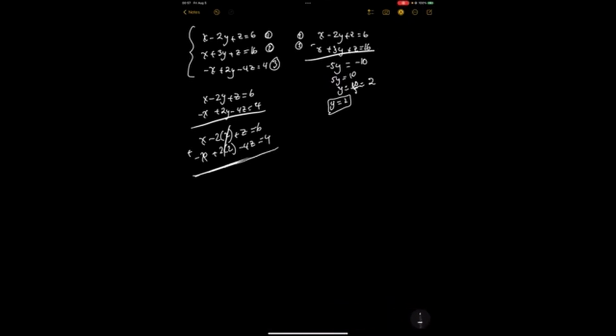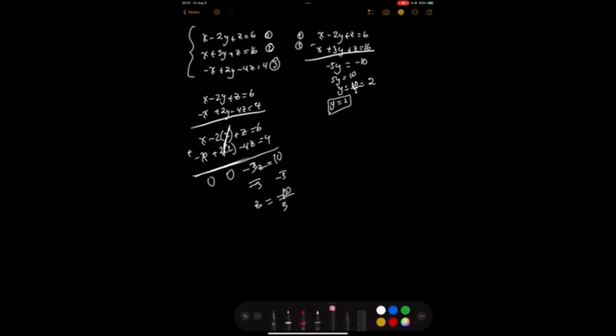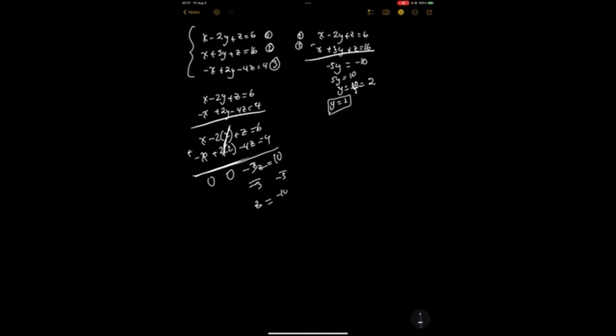You see, I added everything. x plus negative x is equal to 0. Z plus a negative 4z is equal to negative 3z. 6 plus 4 is equal to 10. There we go. So now, divide by negative 3 on both sides. So you get z equals negative 10/3. And that's why I say in math, always use the easiest way. And guess what? If I didn't catch that mistake, it would have been game over. So z equals negative 10/3.